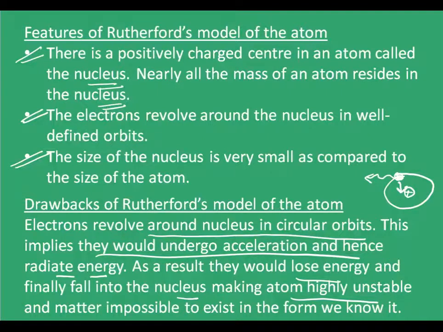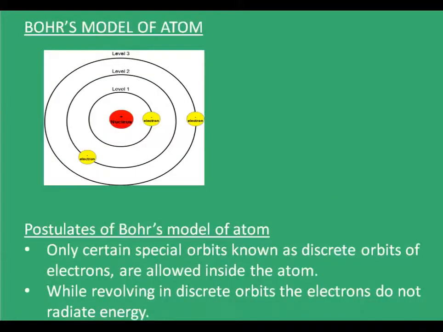The takeaways from Rutherford's model of the atom are: first, you should know what was the experimental setup. Second, you should know what were the observations. Third, you should know the conclusions of the experiment. Fourth, you should know the features of Rutherford's model of atom. And finally, you should know the drawbacks of Rutherford's model of atom. Now moving forward, let's see Bohr's model of atom.